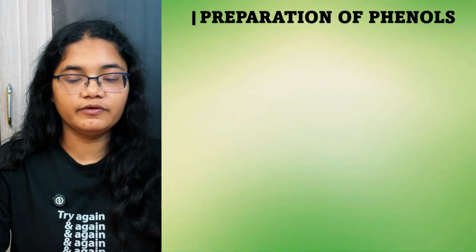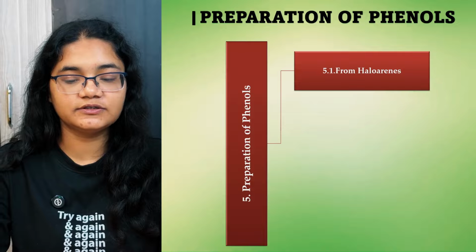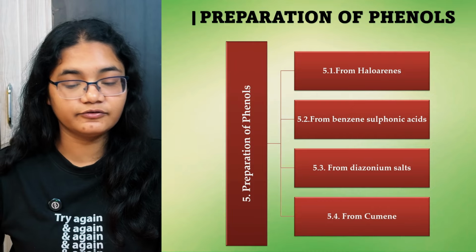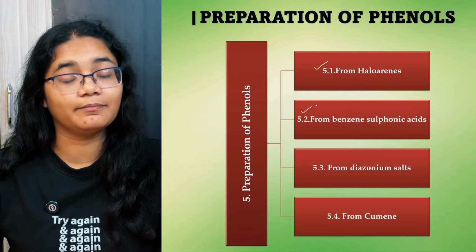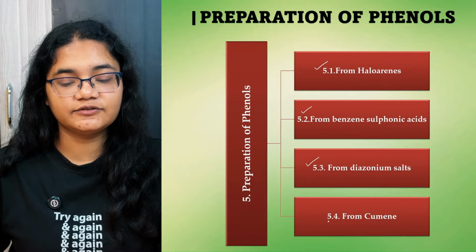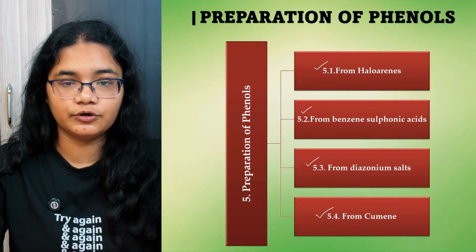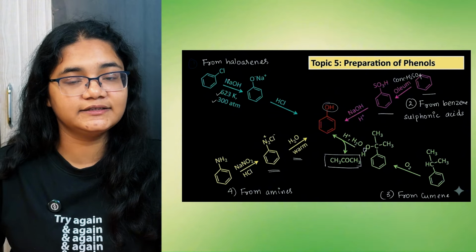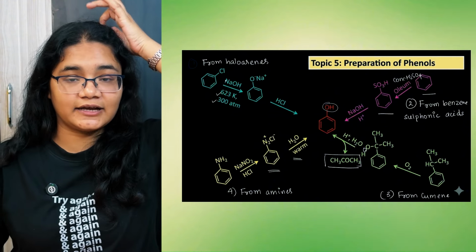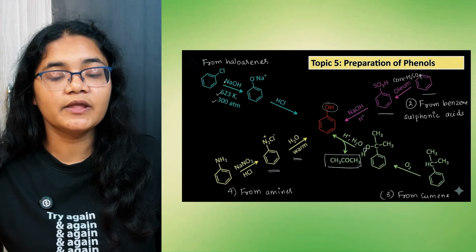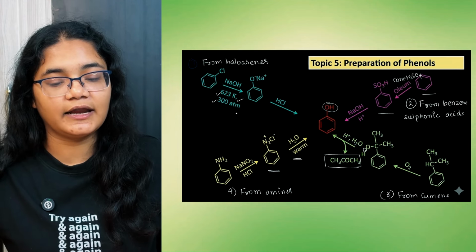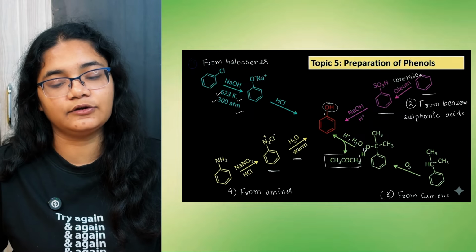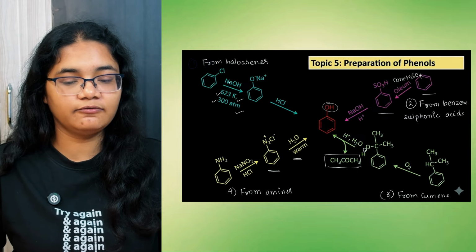Okay, now moving to the next one, preparation of phenols. Here we have the first one from haloarenes, then we have from benzene sulfonic acid, the third one is from diazonium salts, and the fourth one is from cumene. In the first method, from haloarenes, we have already seen this reaction in the haloalkanes and haloarenes chapter. You can treat it with NaOH at a very high temperature and pressure, then you will get the sodium salt of phenoxide ion, and if you then hydrolyze it, you will get phenol. That's the first one, from haloarenes.